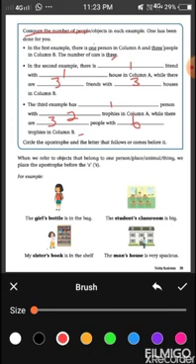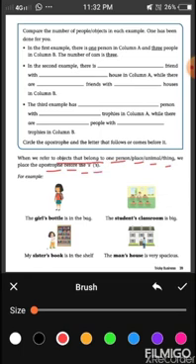Circle the apostrophe and the letter that follows or comes before it. When we refer to objects that belong to one person, place, animal, or thing, we place the apostrophe before the S. For example, the girl's bottle is in the bag. Here we have only one girl, so we are placing the apostrophe before S.